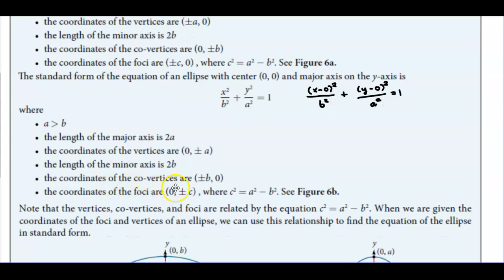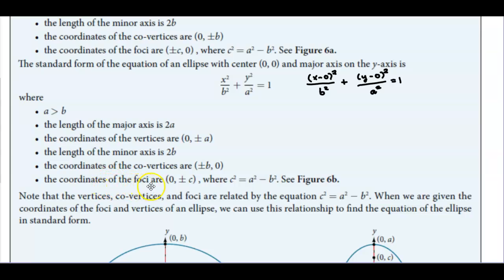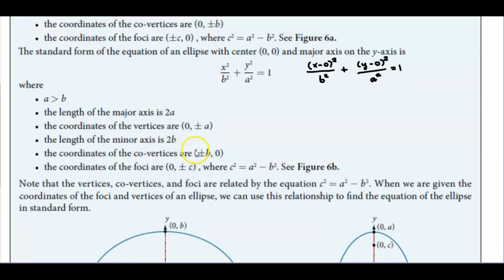The coordinates of the co-vertices are going to be plus or minus b, 0, because b now corresponds to the x coordinate. And the coordinates of the foci are 0, plus or minus c, which is in the y coordinate, because the foci always have the same x or y coordinates as the vertices, where c squared is going to equal a squared minus b squared.